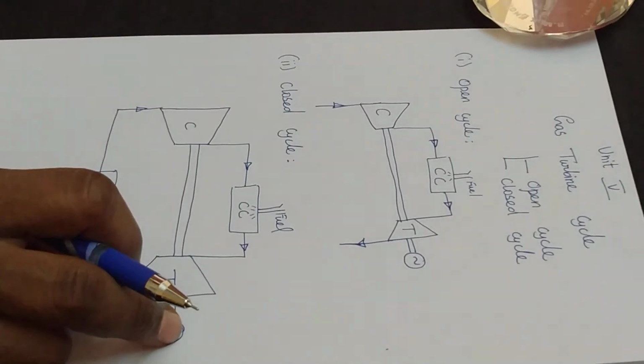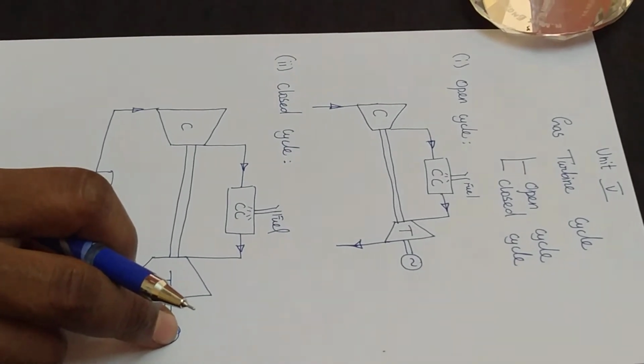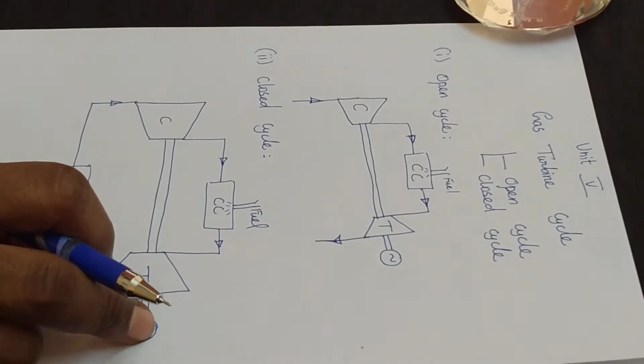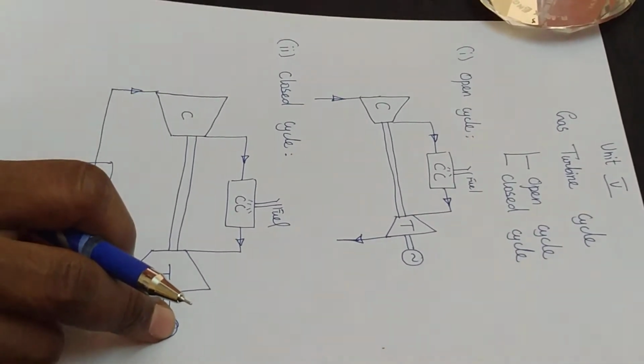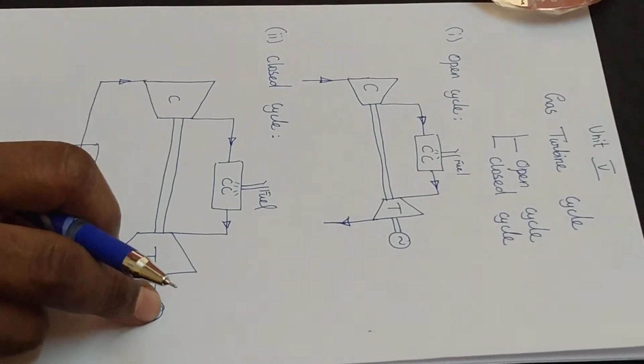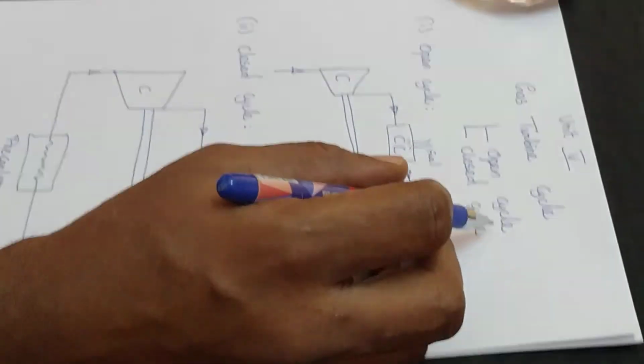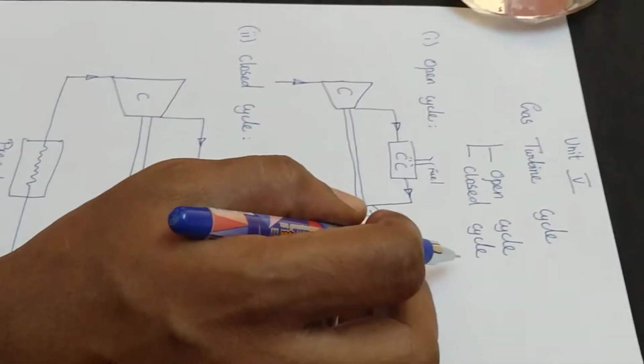Hi students, today we are going to see Unit 5 regarding gas turbine cycle. Gas turbine is a prime mover which converts the heat energy into mechanical energy. There are two types of gas turbine cycles. One is open cycle and another one is closed cycle.